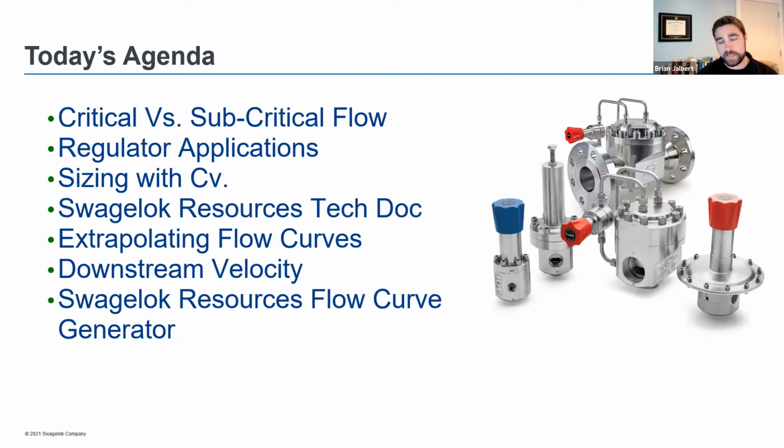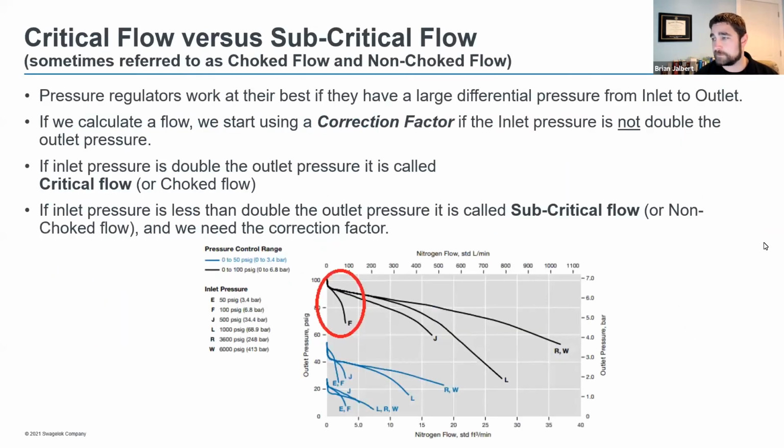Then we're going to go through a few examples of that because it's really the most difficult and most commonly misperformed activity. And lastly, I'm going to go through another tool that we call the flow curve generator, and it's generally used for higher flow regulators and process regulators. And we're going to talk about some downstream velocity and how that can also affect the limitations of a regulator's performance. So the first topic we're going to talk about today is critical flow versus subcritical flow.